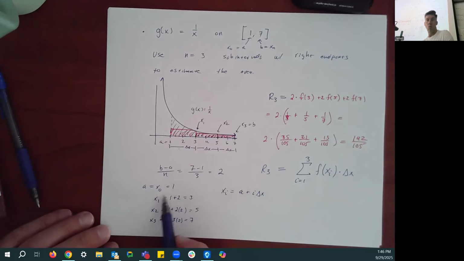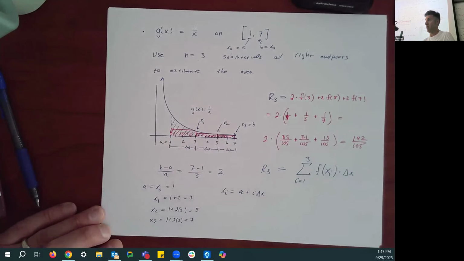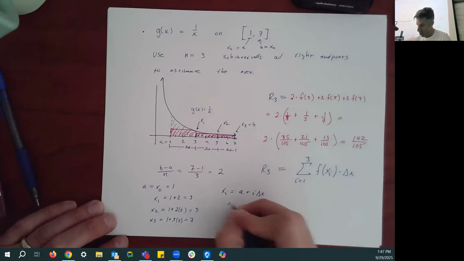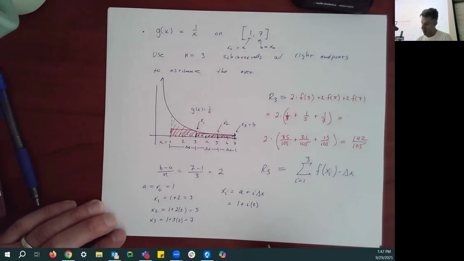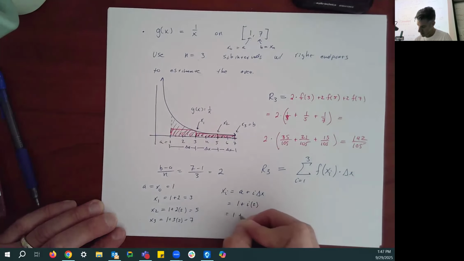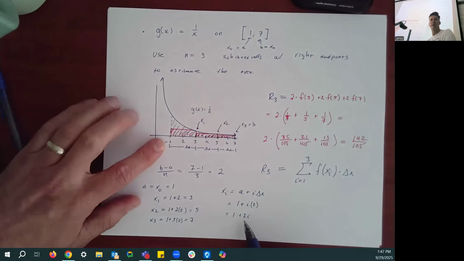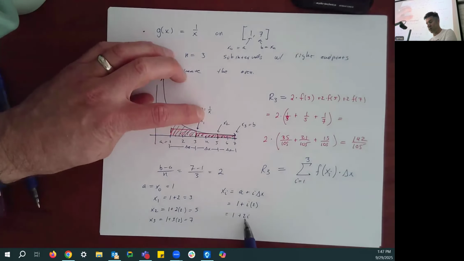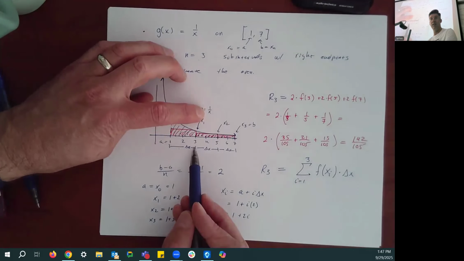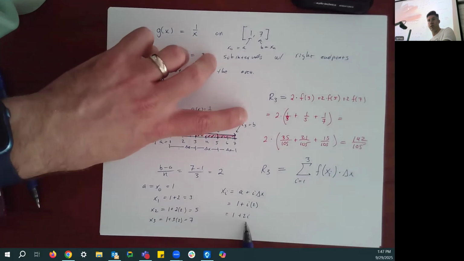A is where we start, 1 in this case, and then we're adding i, the number of subintervals we want, to get to the ith right endpoint. So in this case, it would be 1 plus i times 2, or probably 1 plus 2i. And that works. If i is 0, you get 1 plus 0, which is 1, the 0th right endpoint, which is really the left endpoint. If i is 1, you get 1 plus 2, which is 3, our first right endpoint. If i is 2, you get 1 plus 4, which is 5. If i is 3, you get 1 plus 6, which is 7.